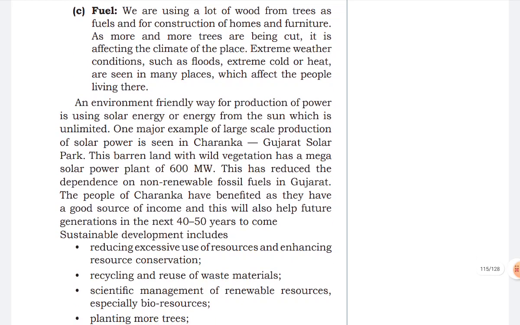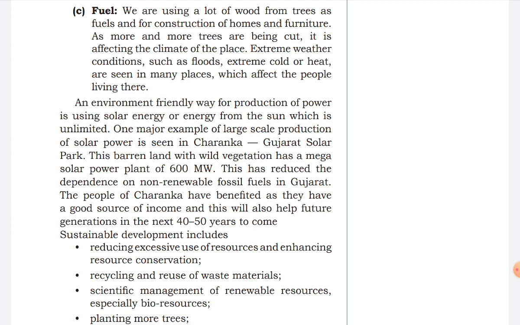An environment friendly way of production of power is using solar energy, or energy from the sun, which is unlimited. That means we are talking about renewable sources of energy which cannot get finished and which are beneficial to mankind. One major example of large scale production of solar power is seen in Charanka, in Gujarat. It is a solar park. This barren land with wild vegetation has a mega solar power plant of 600 megawatts.